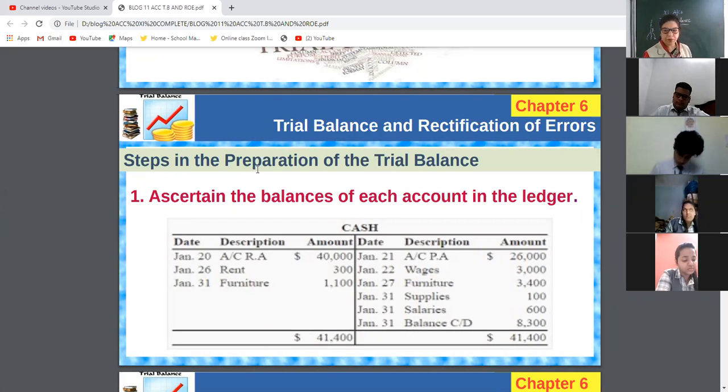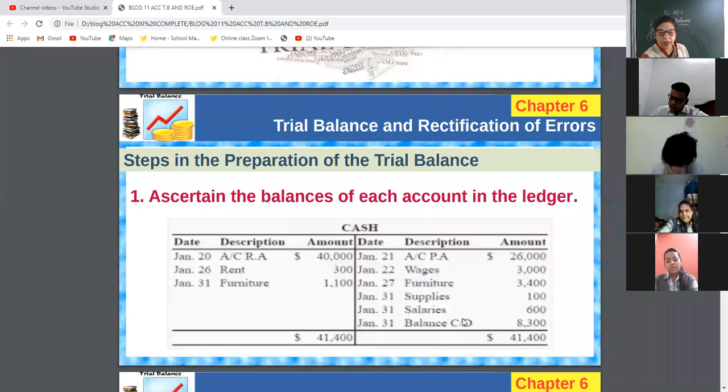First step, ascertain the balances of each account in the ledger. This is the first step. First step means, first of all, find out the balances of each account in the ledger. Only the red line you have to copy. And I already explained to you how to find out the balances: total of debit minus total of credit. The balancing figure is balance carried down or balance carried forward.